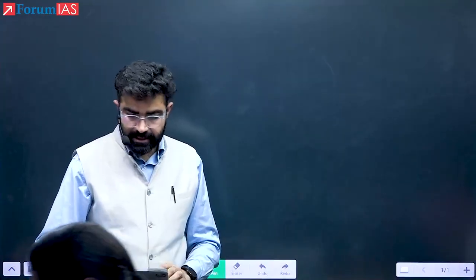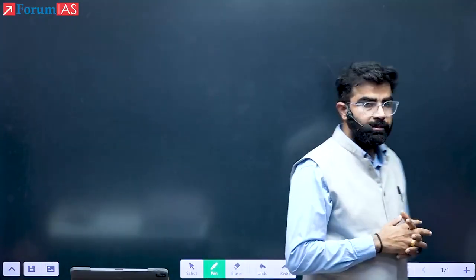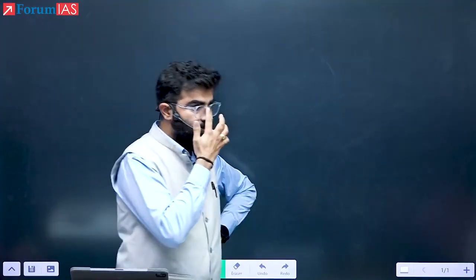So, in this classes of physical geography, we will divide this entire section into three parts. That is geomorphology. Second part would be climatology, and third would be oceanography.